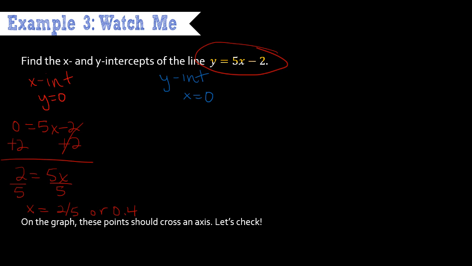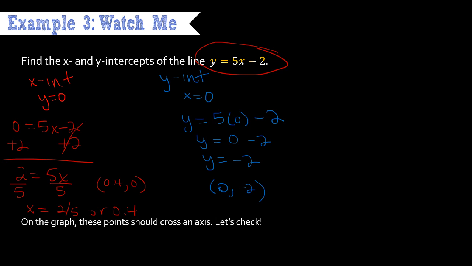And then I'm going to do the same thing over here for my y-intercept, but this time I'm going to let x equal 0. So y is going to equal 5 times 0 minus 2. Anything times 0 is 0. So when I simplify this, y is going to equal -2. So my points, if I'm actually writing my coordinates, this coordinate is going to be 0 for my x, -2, and then this coordinate would have been, if I use the decimal form, 0.4 comma 0. So those are my intercepts.